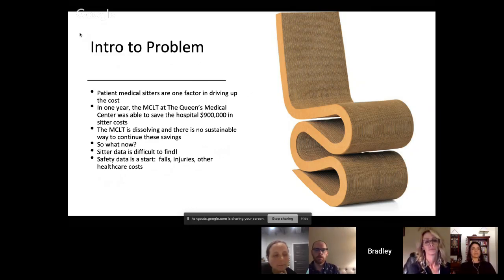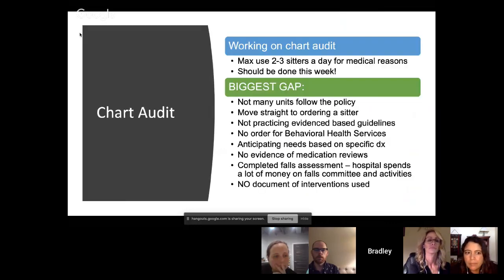So, the safety data that we can look at is related to falls, injuries, other healthcare costs that we're going to be considering in this team. So the chart audit. So I'm still working on it. We only get about 2 to 3 sitters a day, so it's not completed. It should be done this week.